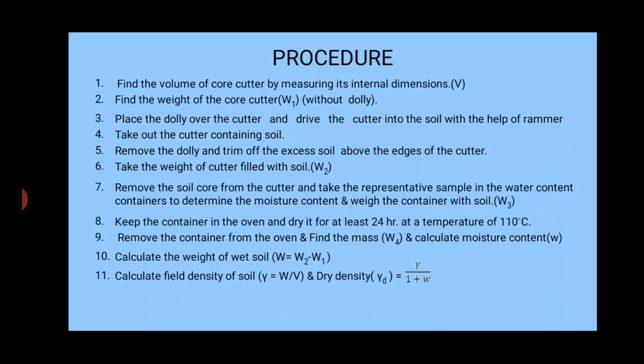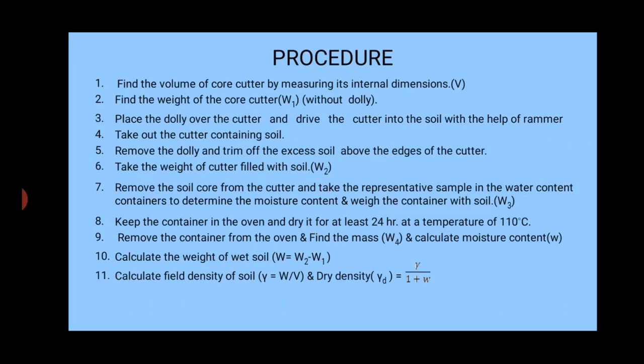Then remove the soil core from the cutter and take a representative soil sample in the moisture container to determine the moisture content, and weigh the container with soil, that is W3. Then keep the container in the oven and dry it for at least 24 hours at a temperature of 105 degrees Celsius to 110 degrees Celsius. Then remove the container from the oven and find the mass, that is W4, and then calculate the moisture content, that is w.